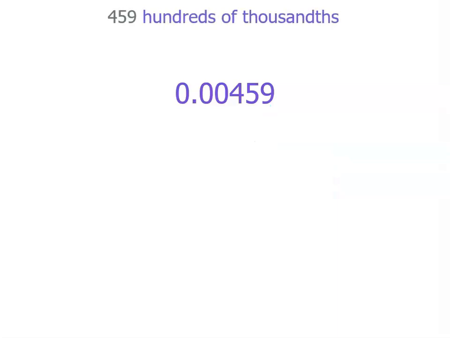It's hundreds of thousandths, and we have 459 hundreds of thousandths. If we write it as a fraction, we'd have 100,000 as our denominator and 459 as our numerator.